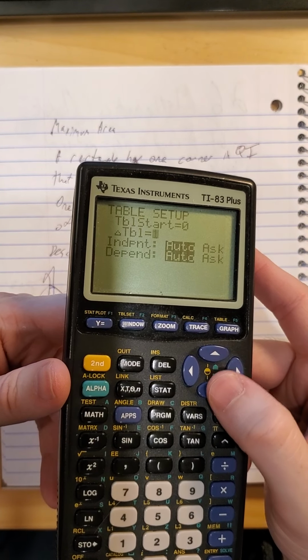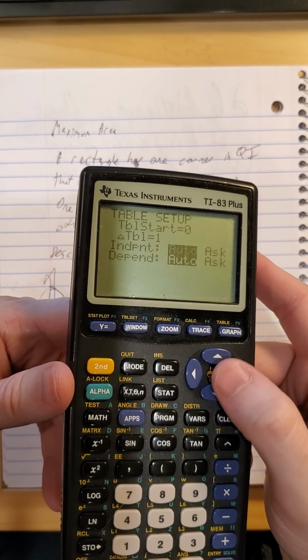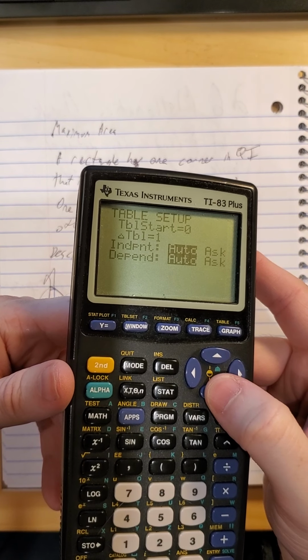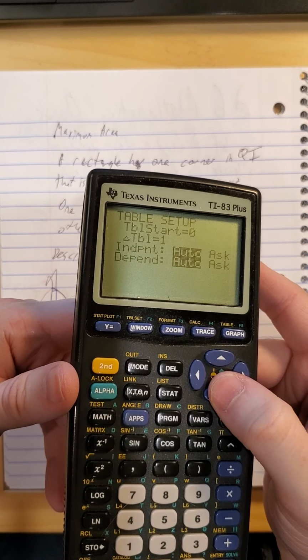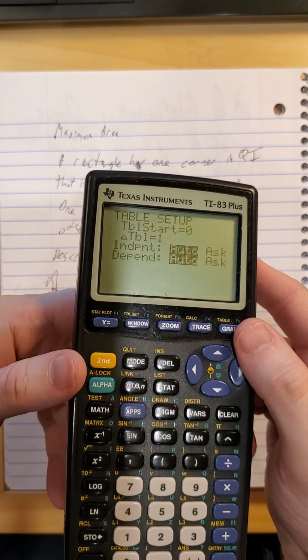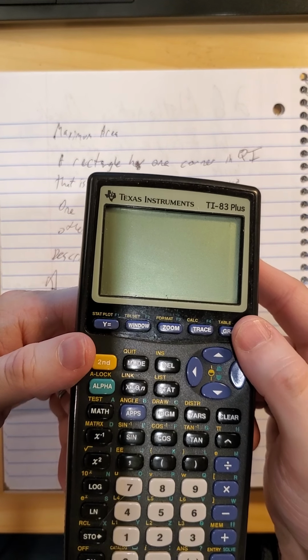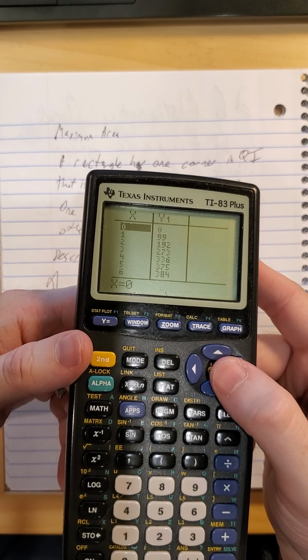And we'll change it by 1 at a crack is just fine. Delta table is just how big a step do you want to take between your starting value and the next value. I'll keep it on auto. So then we go into second and table.